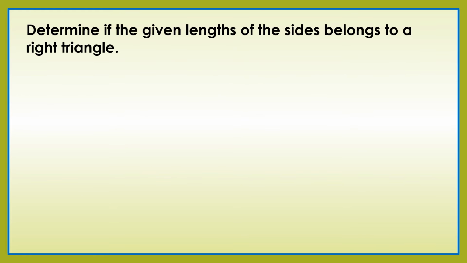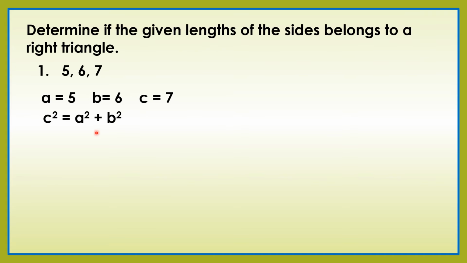Let us determine if the given lengths of the sides belong to a right triangle. Let's have your number 1. 5, 6, and 7. So, let us determine ang a, b, at saka yung c. Ang a natin, syempre yung pinakamaliit. Yung b natin yung 6 at yung pinakamahaba natin, that is the c. And then, let us use yung condition. Yung condition natin ay c squared is equal to a squared plus b squared para yan sa right triangle.